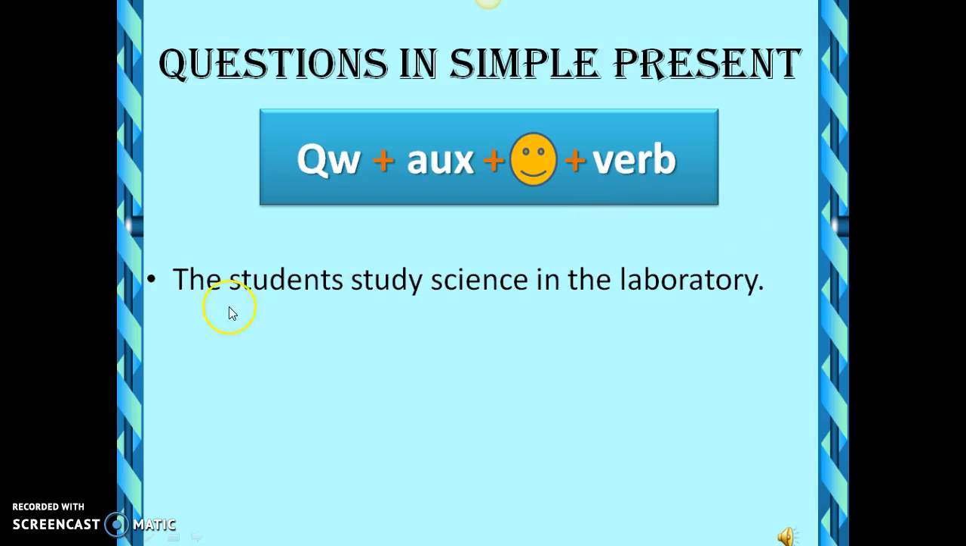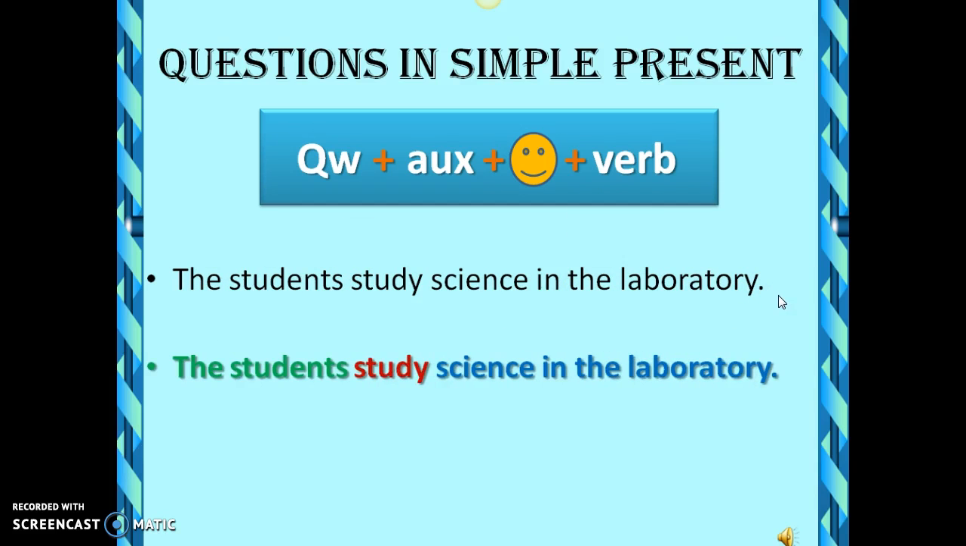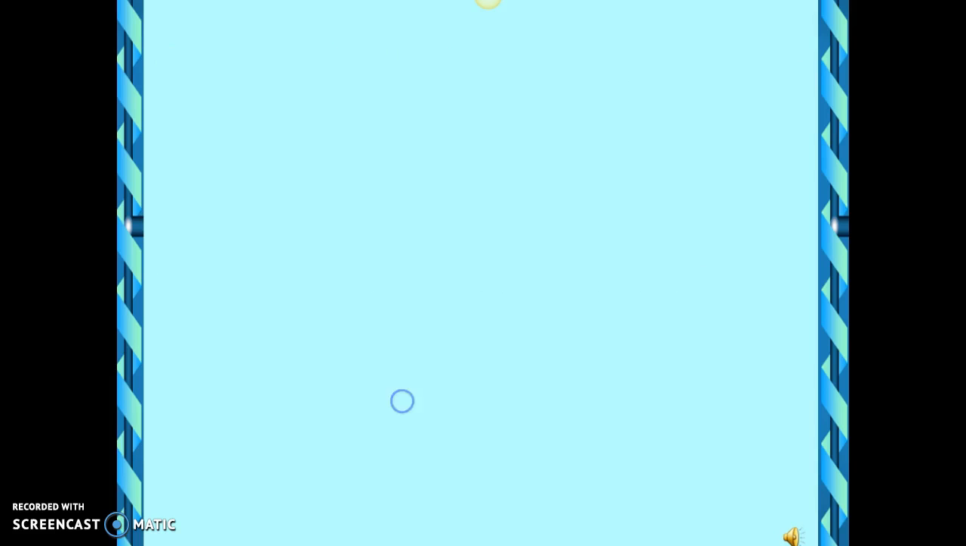Here we have a sentence where I have divided it, putting parts in different colors. In red we have the verb. In green we have the subject. And in blue we have the complement of the sentence. This is very important to know before we start making our questions.